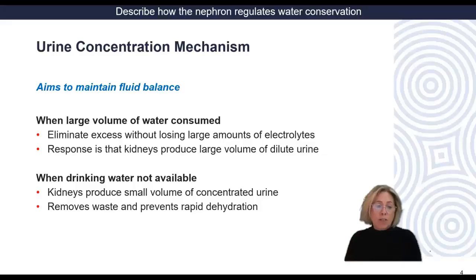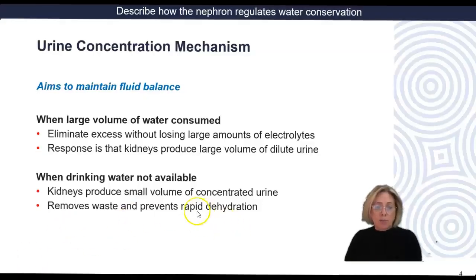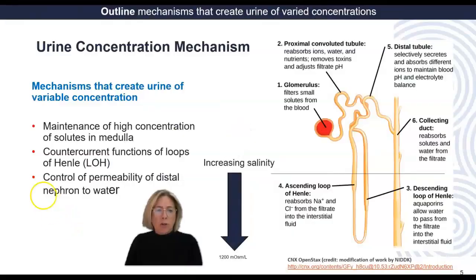Okay, the opposite then happens when drinking water is not available. So the kidneys produce a small volume of concentrated urine. And this still allows us to be able to remove waste, so all of those wastes, but because we're only producing a small volume of concentrated urine, it's going to prevent rapid dehydration. So these mechanisms that create urine of variable concentration rely on a few different factors.